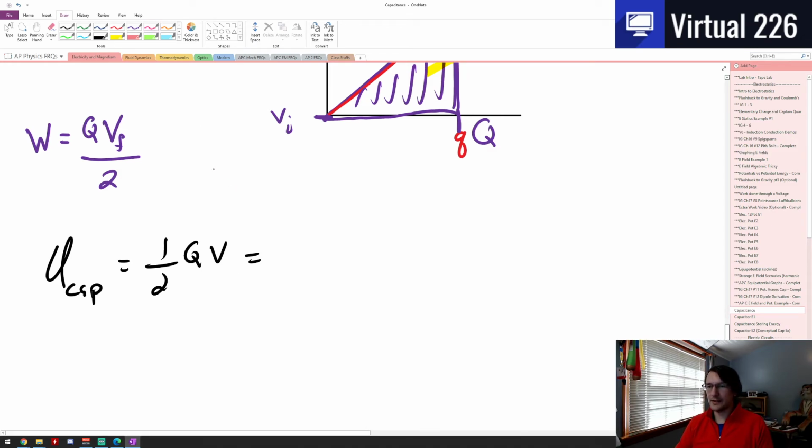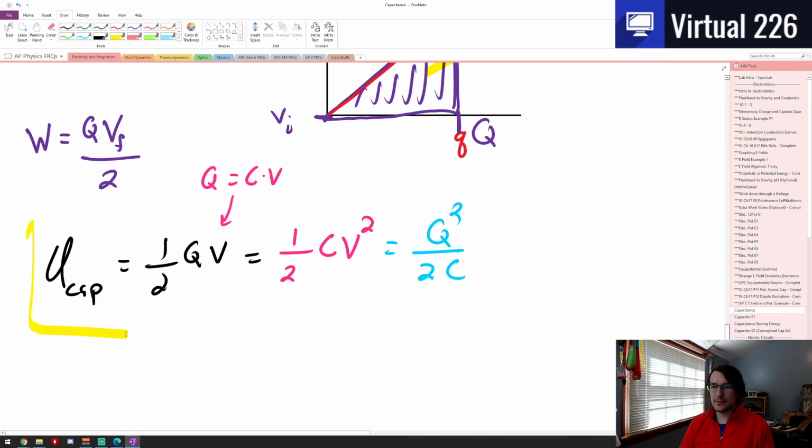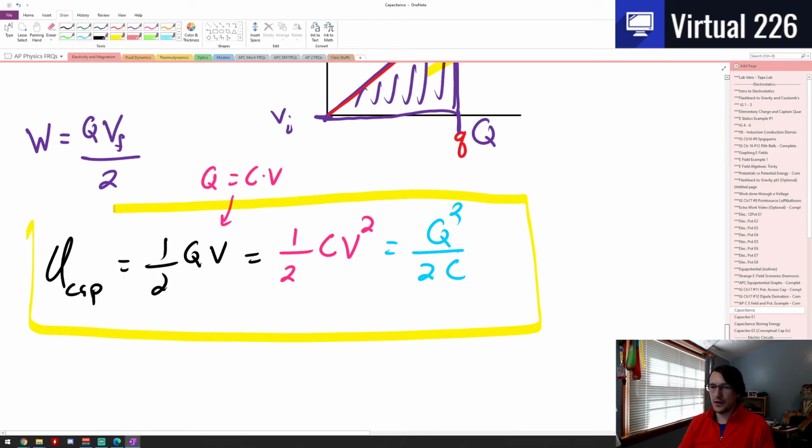If we think back to the idea that the charge stored on the capacitor is the capacitance multiplied by the voltage, and we do some substitutions into this equation, we actually get 2 more ways to write this. We could write this as 1/2 CV squared, or if we wanted to, we could write this as Q squared over 2C. So all of these are ways to think about the amount of energy stored within the capacitor, because we are taking charges and putting them on the edge of that E field in this way, okay?